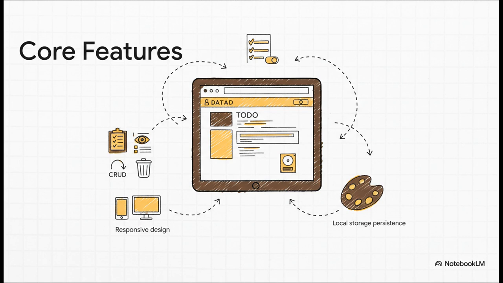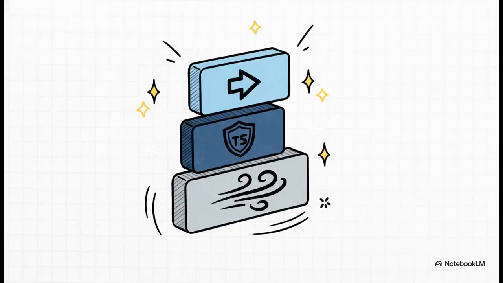You can create, read, update, and delete tasks no problem. It works on any device because it's responsive, and it even saves your tasks right in your browser. Plus, that cool brown and yellow color scheme gives it a really unique vibe. And for all you developers watching, you are going to appreciate this. It's built with a super current and popular tech stack. We're talking Next.js 14, TypeScript for that extra safety, and Tailwind CSS for all the styling. So yeah, we're dealing with a project that's not just functional, it's seriously modern.